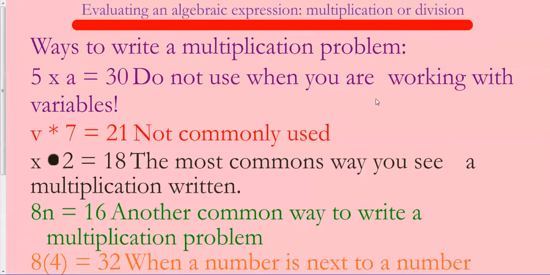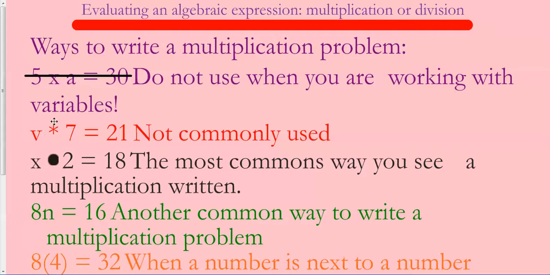So now I'm evaluating an algebraic expression using multiplication and division. So here are the ways we write a multiplication problem. Now I'm going to start off with the biggest. When we're in algebra, we do not want to do this. Okay, don't use an x as a multiplication sign because I'm not going to know if it's a variable or if it's multiply. So here's what I do.